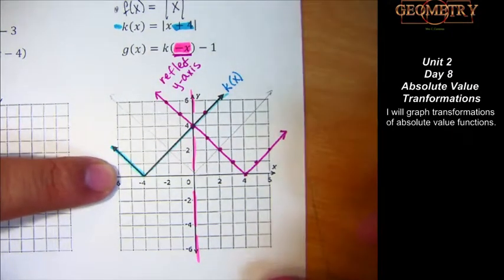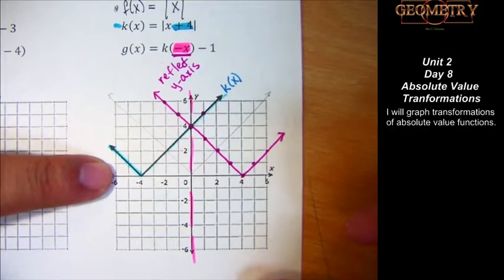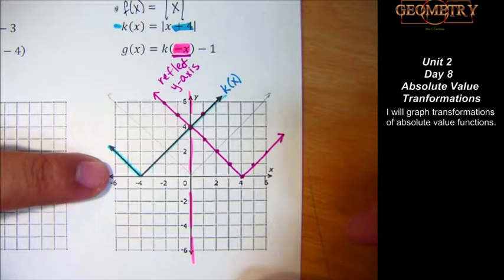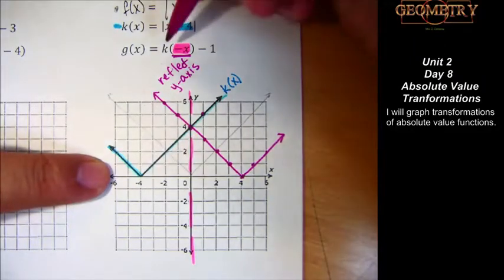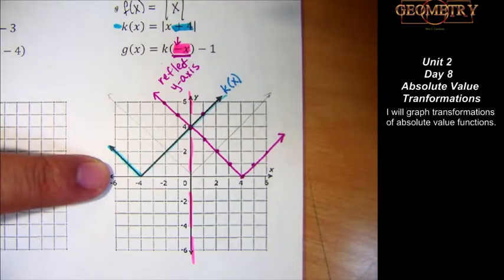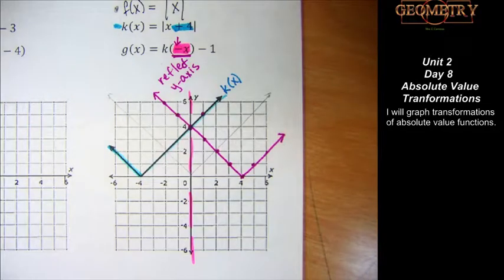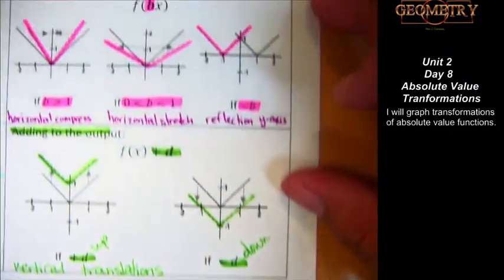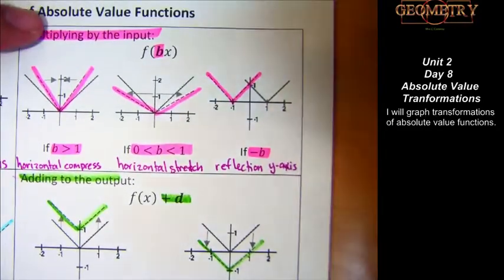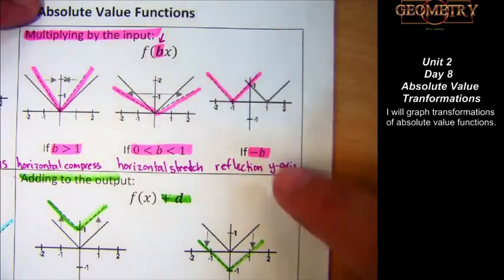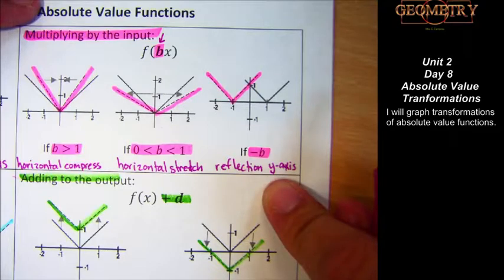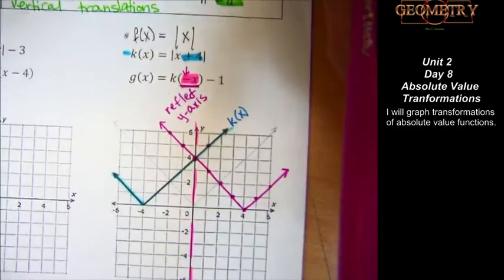Can I have a question about that before I move on? What did it reflect over the y-axis? It reflects over the y-axis because I have a negative in the multiplying in the input of the function. And according to my notes at the very top, if I have something being multiplied to the input of the function and that something is negative, it reflects against the y-axis. Okay, great question, thank you.